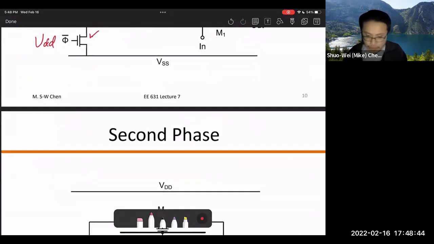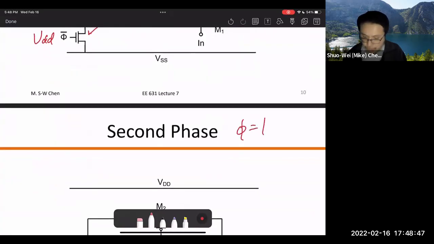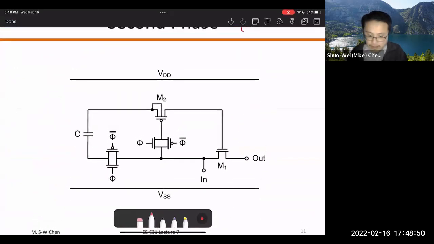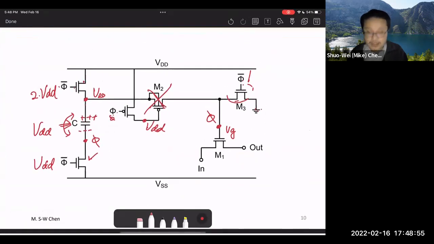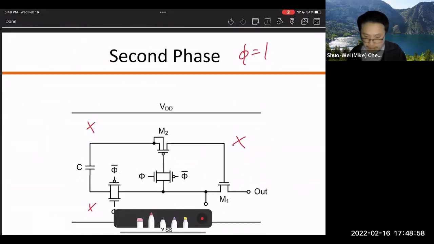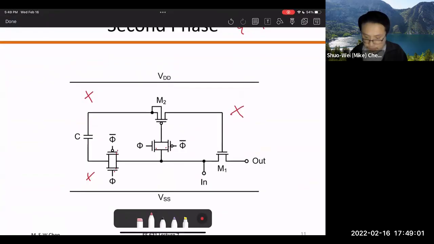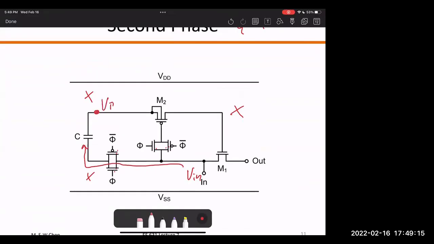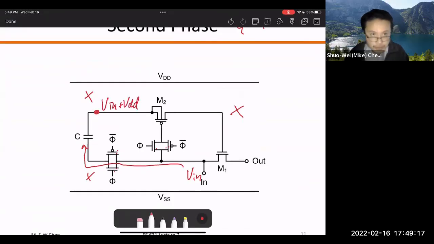Now, of course, in the next phase, when phi equals 1, those devices get cut off. Whatever was on before in phase 1 is now off. But then you have this transmission gate turned on. So the input coming in, Vin, goes through this gate and comes to here. So what is the voltage on the other side? Vin plus VDD, you see that? That starts to show up. And then for this M2, because this is turned on, the gate is Vin.